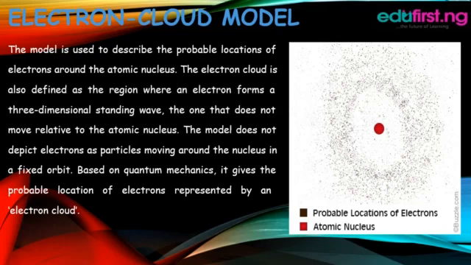Let's look at the diagram. This is how it looks. The red dot at the center here signifies the atomic nucleus, while the little black dots around signify the probable location of the electrons in that atom.